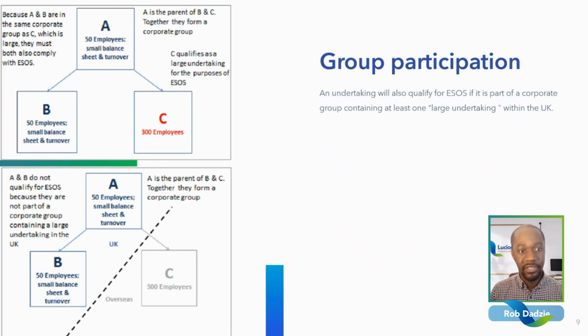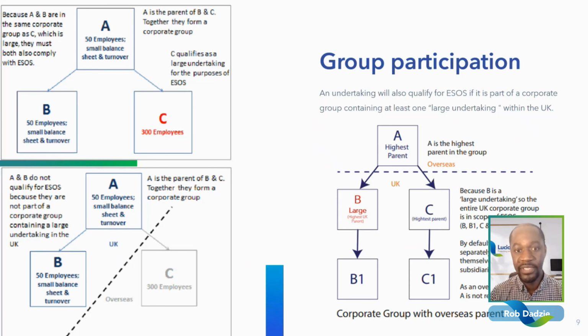Similar setting, similar scenario, you've got 3 entities. However, because C in this scenario is overseas, A and B do not need to do an ESOS assessment because they don't meet any of the threshold criteria for companies due to headcount or due to their balance sheet and turnover.